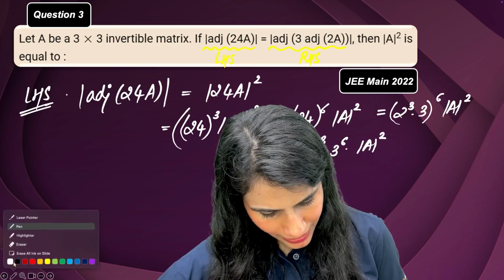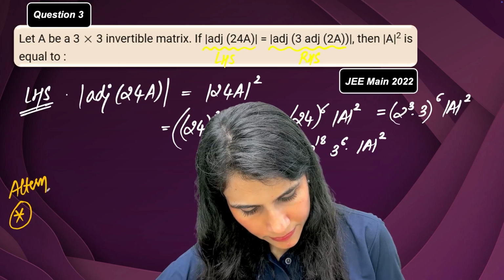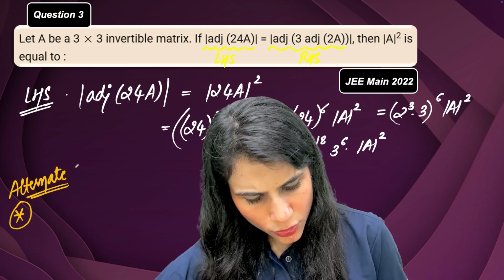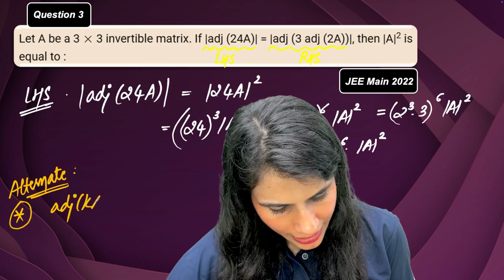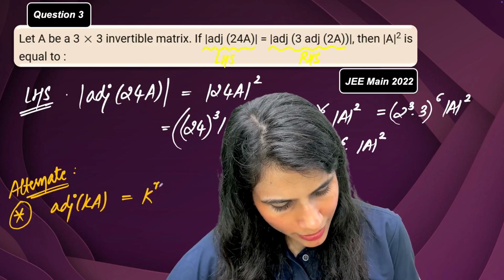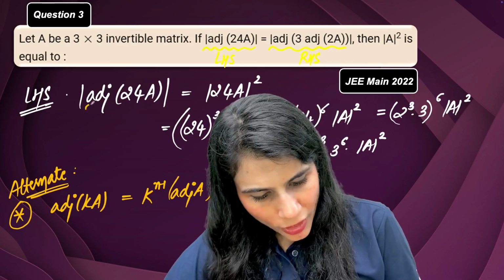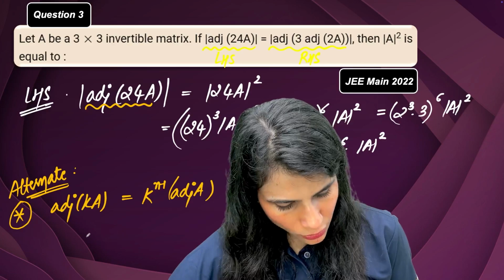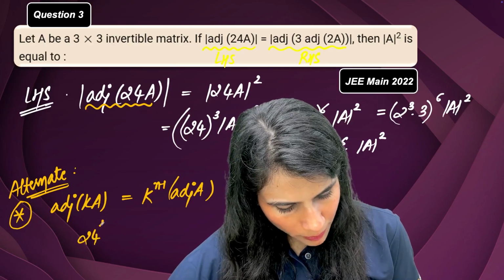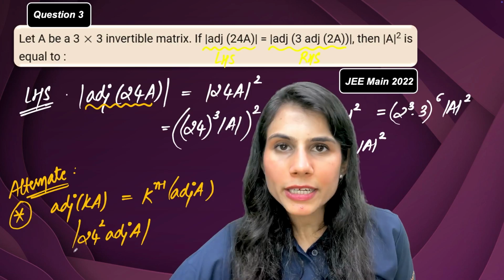You remember the property, that's an alternate approach. This means alternate. This is an alternate approach. It's also correct. You remember the property that adjoint of K times A is K to the power n minus 1 times adjoint of A. Remember? So adjoint of 24A you can write as 24 to the power n minus 1 adjoint of A, and then compute its determinant.